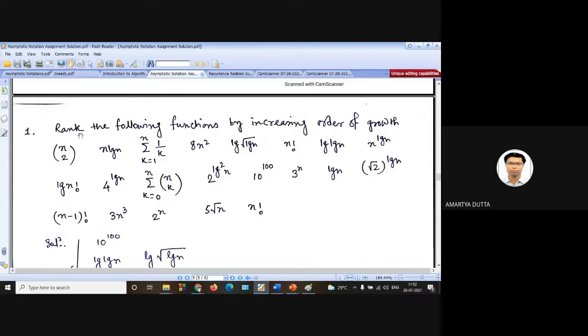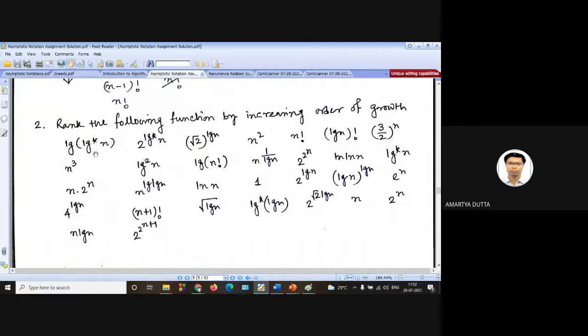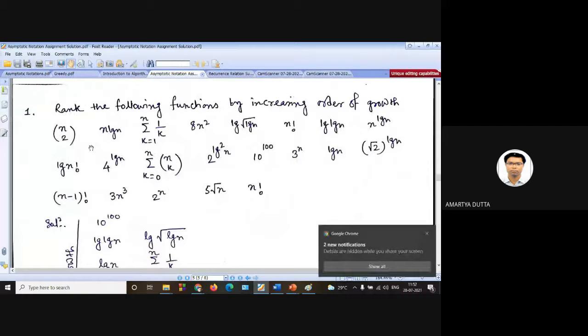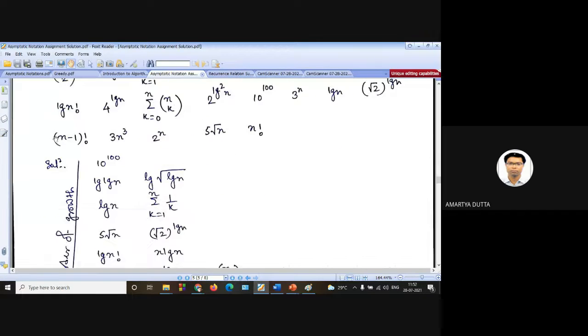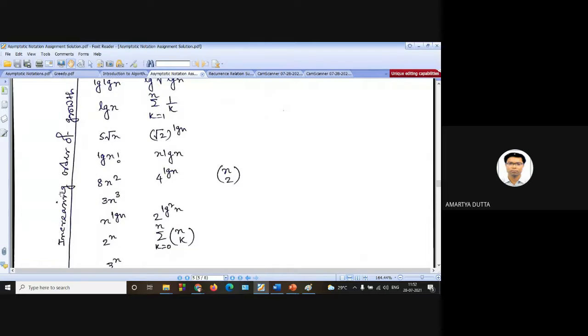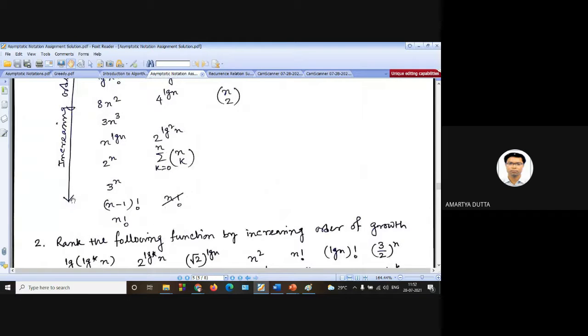So this is the rank. Rank the following functions by increasing order of growth. This is the Cormen exercise, Cormen's second edition most probably, and this is the Cormen third edition exercise. From these functions, we have to rank the fastest growing term. So this is the increasing order of growth downward.